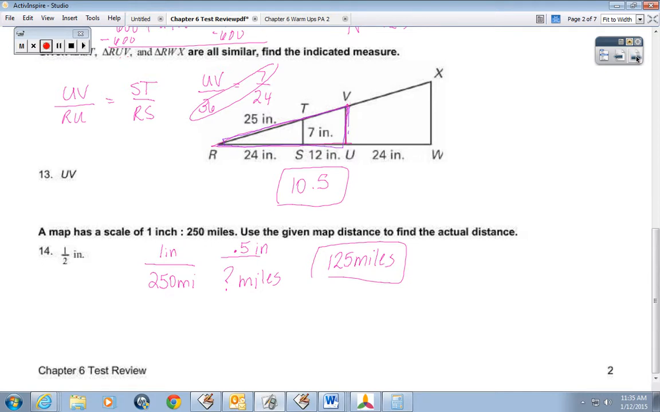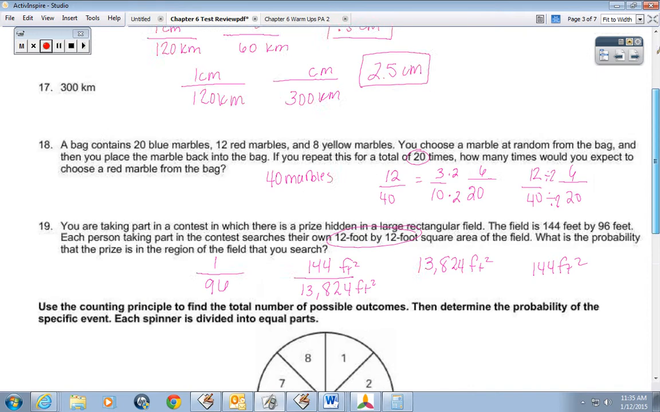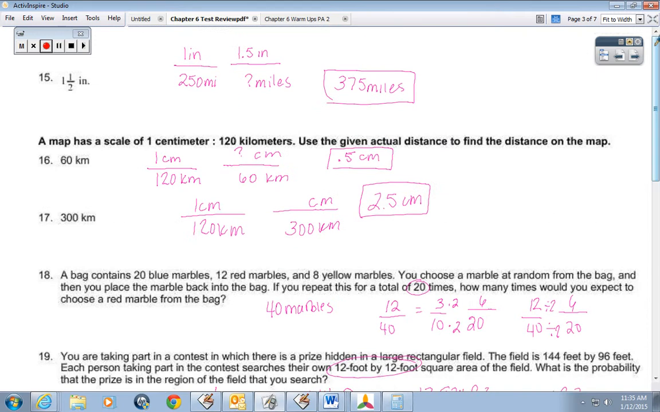Number 15, same thing. 1 inch is 250 miles. 1.5 inches is how many miles? Cross multiply. 1.5 times 250. And then you're dividing by 1, and you get 375 miles for that. And again, that would be something that I'm picking on the label because there's a big difference between 375 miles and 375 inches. Okay?